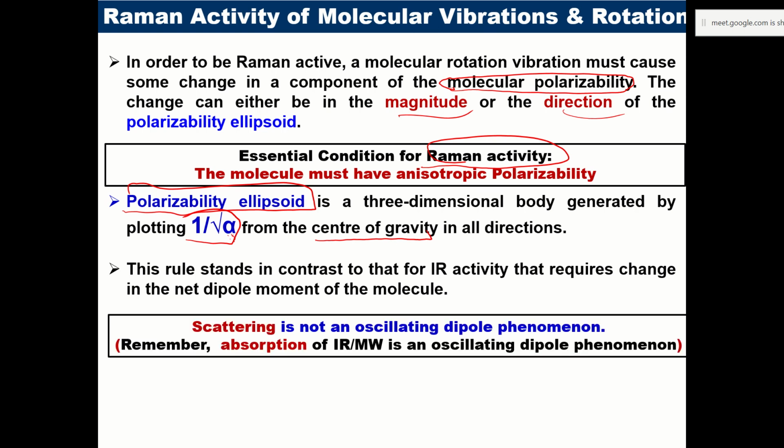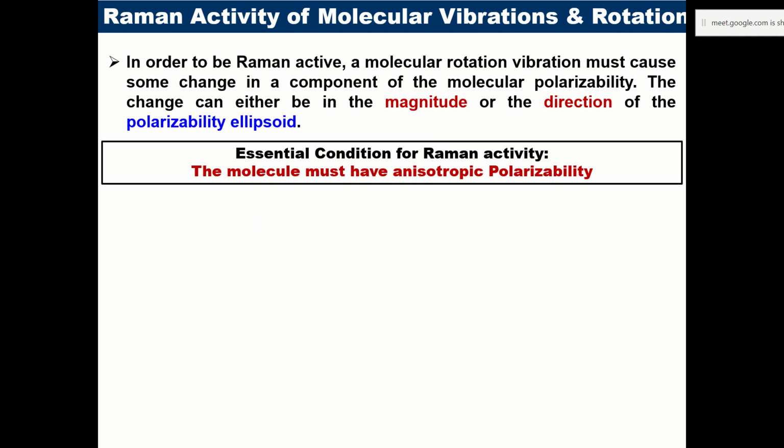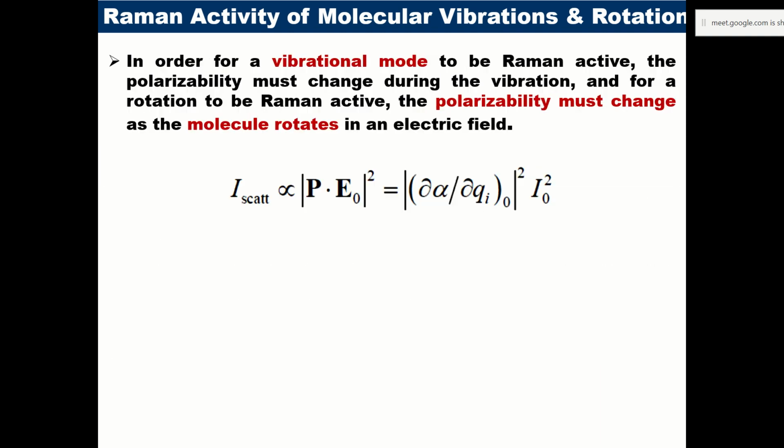Okay, so what we now understand is scattering is different. It is an oscillating dipole phenomenon. We learnt about that, and in the last class we also learned how the intensity of scattered light depends on certain factors. So the main factor is this d alpha by dq, where q is the vibrational coordinate, and alpha is the polarizability.